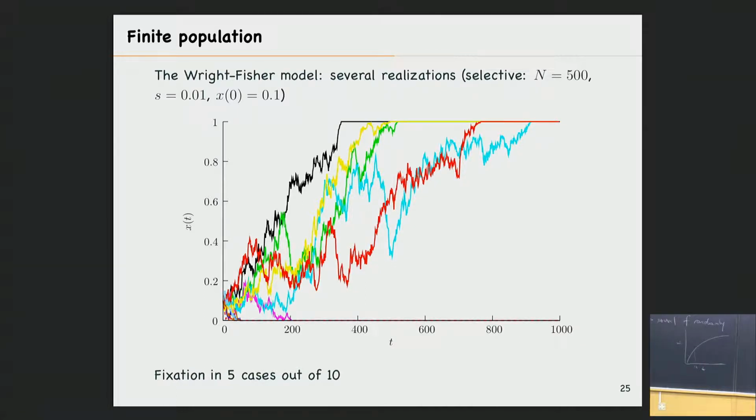realizations of the same process, and here I have to cheat a little bit because, first of all, I took a smaller population size, and I took a very small selective advantage for the type that I'm interested in. And so what you see here is a certain number of realizations, and in fact, you can find that in 5 cases out of 10, it goes to fixation. In 5 cases out of 10, it goes to extinction, and it takes, in this case, about 1,000 generations to reach a fixed point.